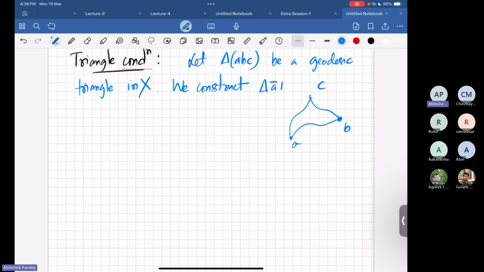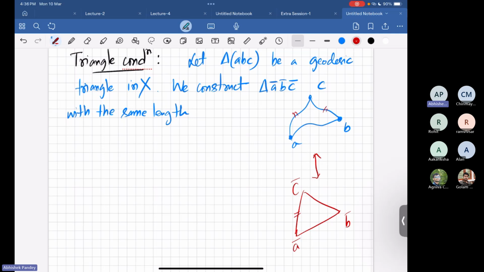So we construct a triangle with the same length. By same length I mean the geodesic joining A to C. So here will be the comparison. The comparison triangle is like in Euclidean space: A bar, B bar, and C bar. This length is equal to this length, and this length is equal to this. That is what I mean by the same length sides.